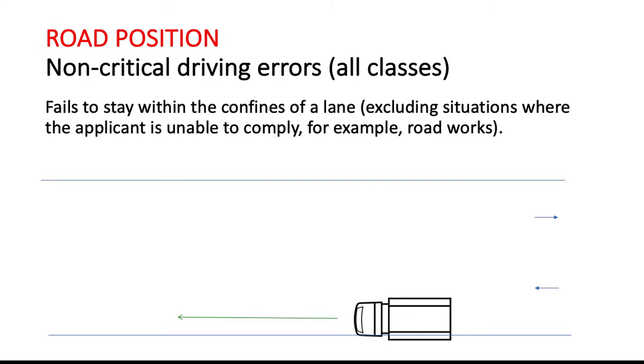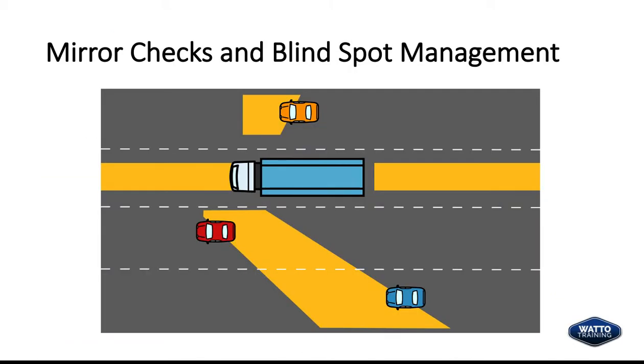Okay, let's take a look at some of the common errors that people make with road position. The first is a non-critical: fails to stay within the confines of a lane, excluding situations where the applicant is unable to comply, for example, roadworks. So we can see here our driver is too far left.